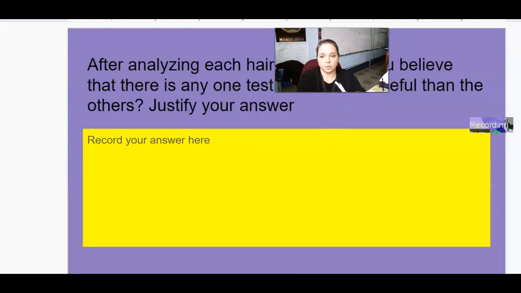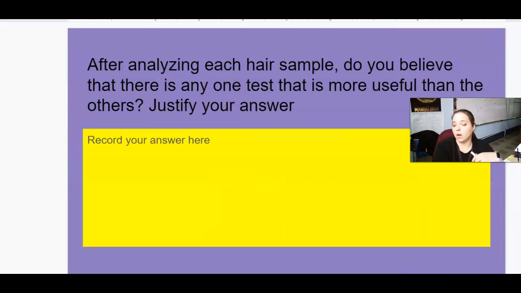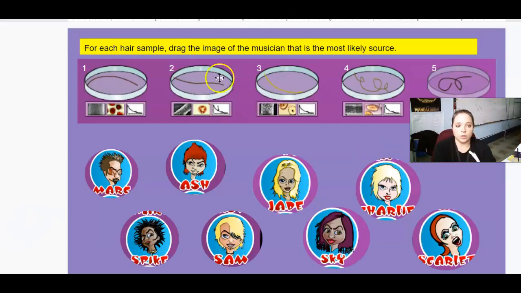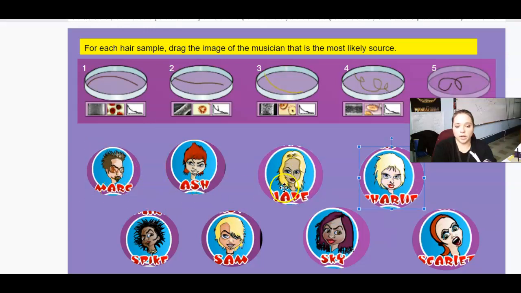And this is the part I was talking about. Which test, based on looking at these, because these are 2 different tests, or 3 different tests, which one do you think is better? If you think all of them are equal or something like that, just give me a justification along with that. Then on this one, you have sample 1, 2, 3, 4, and 5. And it does give you all the little things that are right there. All you have to do is move these people around. So you have Mark, Ash, Jade, Charlie, Spike, Sam, Sky, and Scarlet. So you're going to put those in there.